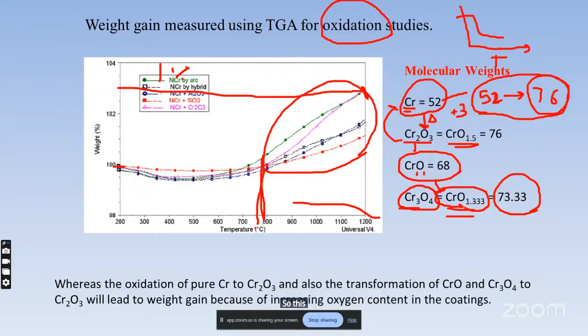So this is the example that you can see for weight gain in TGA studies. And the reason is that the metal is oxidized.